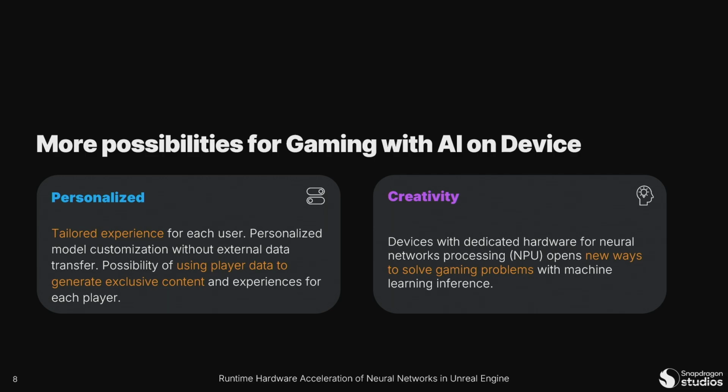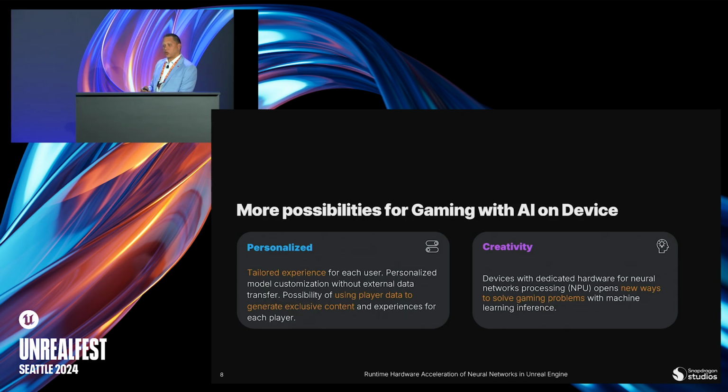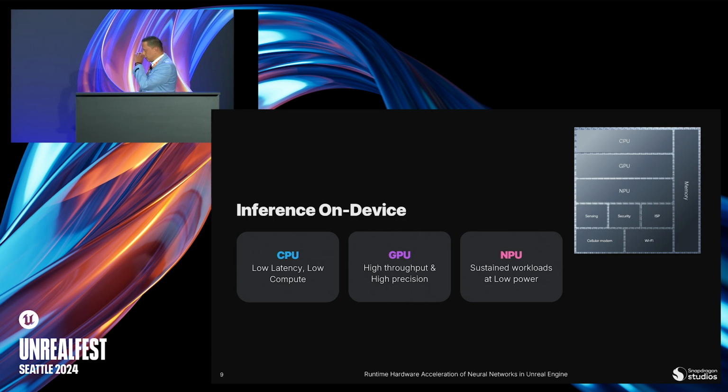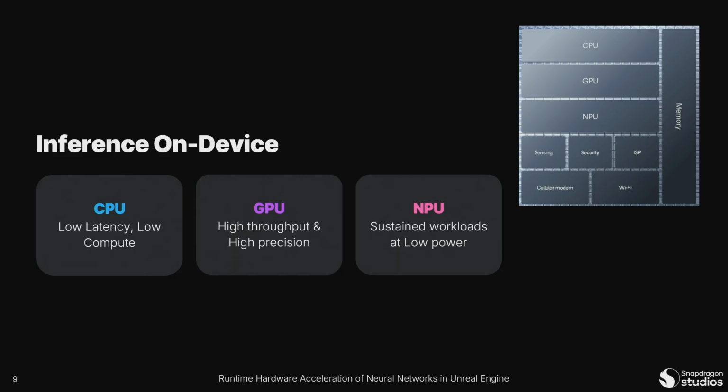So with this, what are the options to run on device? Well, on devices right now, you can run either on the CPU, which has low latency because you're running on the same CPU, but the performance is not the best. Then you can jump into the GPU, which is frequently used for neural network inference also. But there you will need to share that resource, especially in gaming.